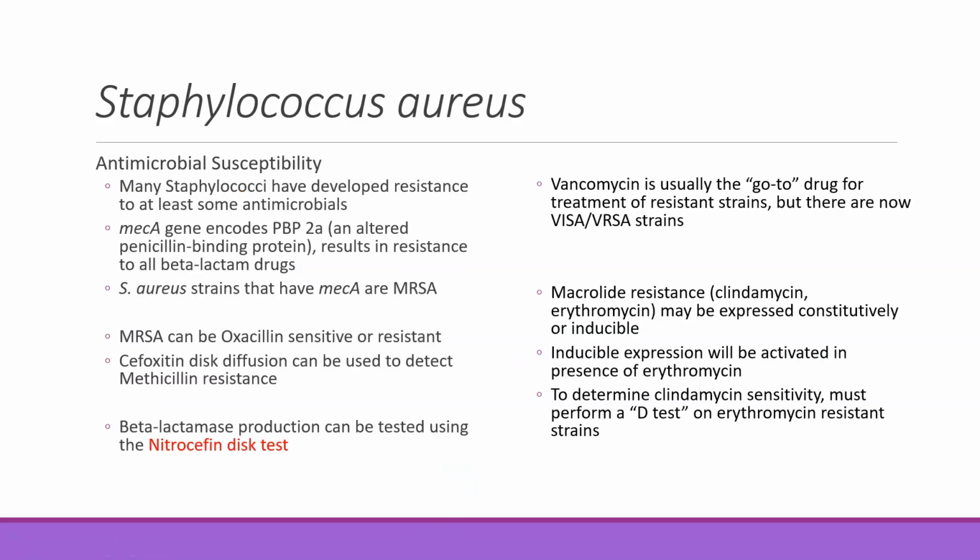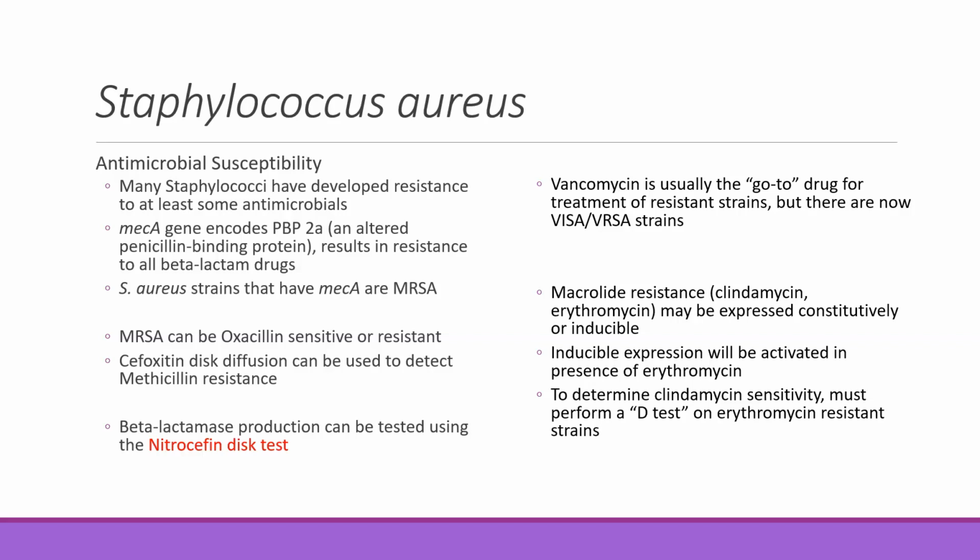With the antimicrobial susceptibility with Staph aureus, we see that Staph has developed resistance to some antimicrobials. For example, the mecA gene encodes PBP2A, which is an altered penicillin binding protein. Staph aureus strains that have mecA are considered MRSA. Okay, so if you have that, that means you got methicillin resistant Staphylococcus aureus. MRSA can be oxacillin sensitive or resistant, so usually they'll do sensitivity testing to see.